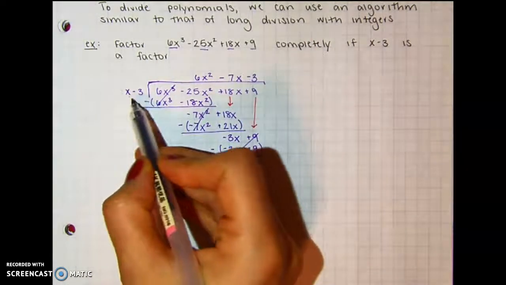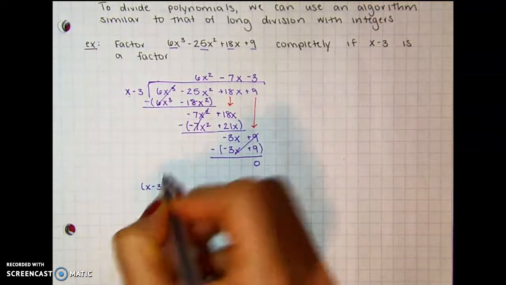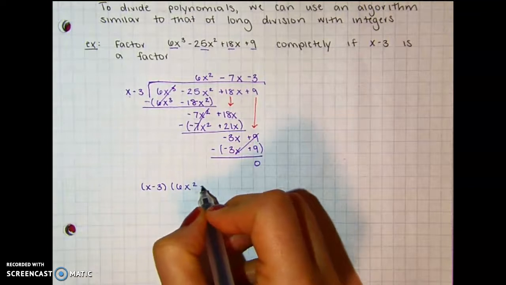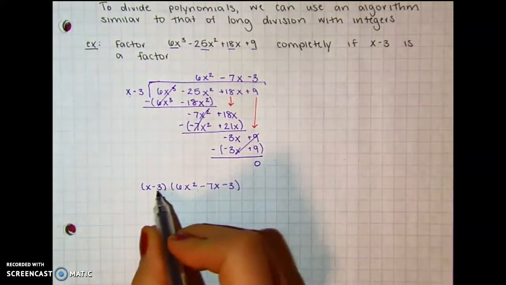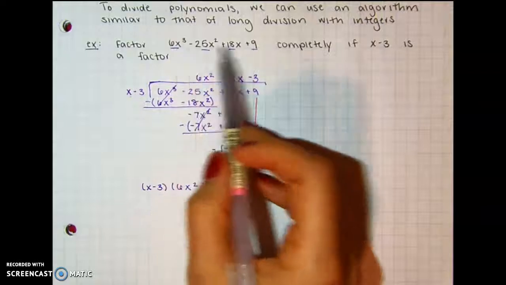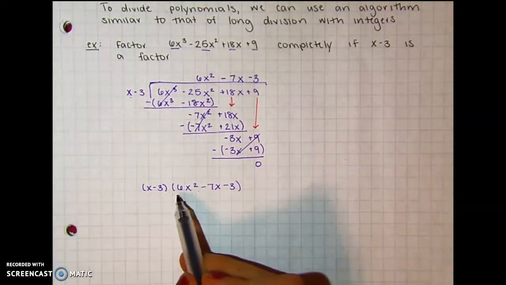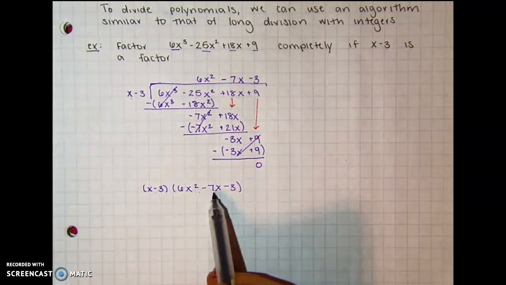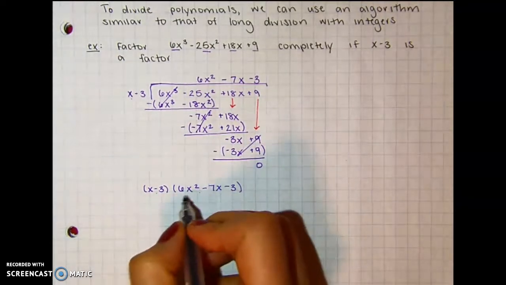Alright, so we're not done because it said factor completely. So we know that x minus 3 is a factor, as well as 6x squared minus 7x minus 3, right? So we multiply these two together, we get this polynomial. So now, the long division is helpful because now we factored this a little bit more, and this is easier to factor because it's a quadratic.